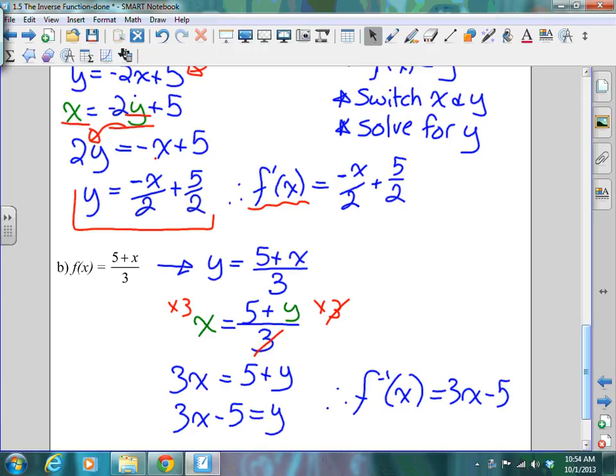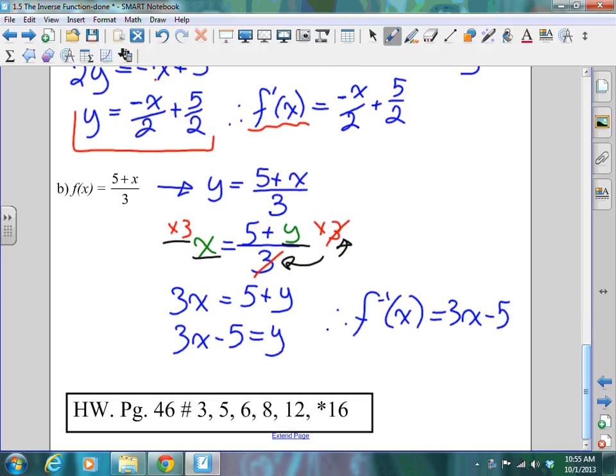So first of all, we rewrite it from function notation into y equals. We switch the x and the y, and then we want to solve for y. To get y by itself, currently it's being divided by 3, so you've got to do the opposite, which is times by 3. Whatever you do to one side, you've got to do the same to the other. Once you've got rid of the denominator, then it's simply a matter of switching sides, and you get y equals 3x minus 5. But remember, folks, that's really not y, that's the inverse. So the inverse function is 3x minus 5.